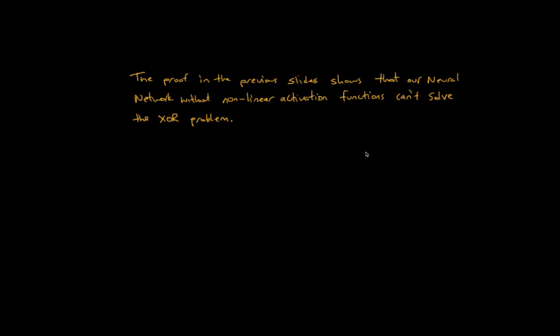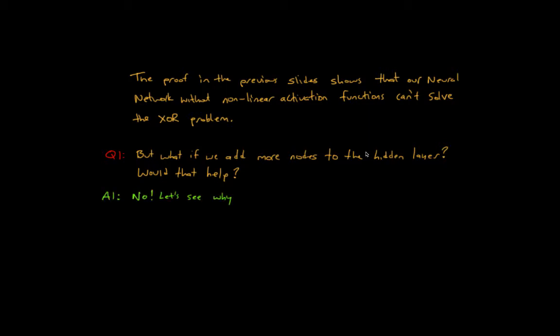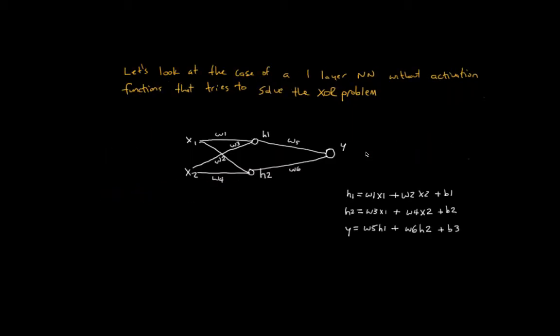The argument I make here, however, doesn't prove that only a neural network with activation functions can solve the XOR problem. For instance, maybe we could add more nodes to the hidden layer in the middle and solve the problem and enable the neural network to properly represent the XOR logic function. Turns out that if you do this, if you add extra nodes to a layer, this doesn't actually help. But let's take a look at why.